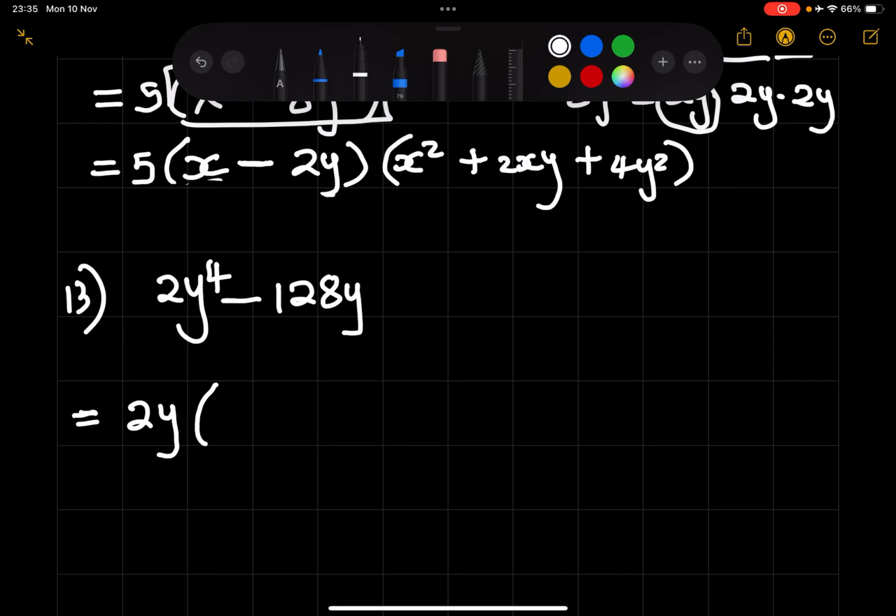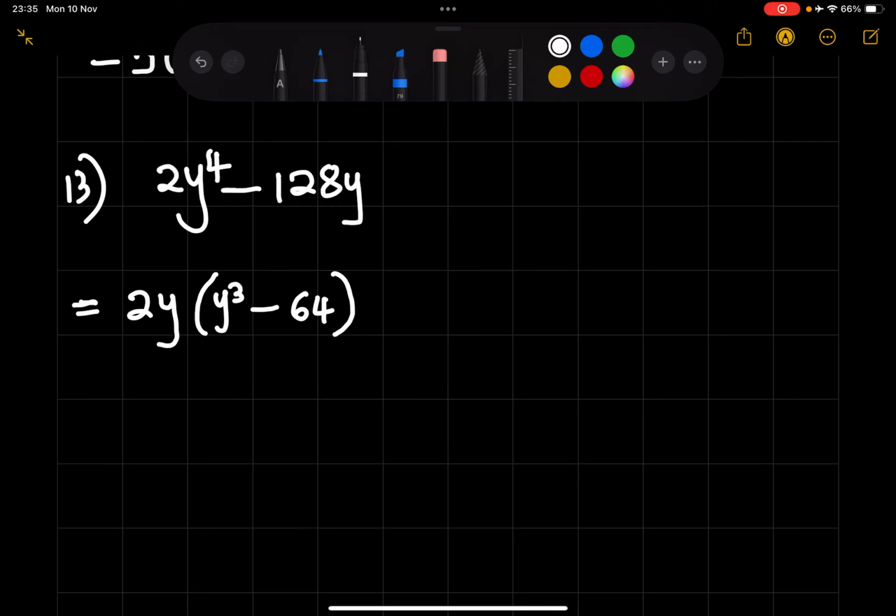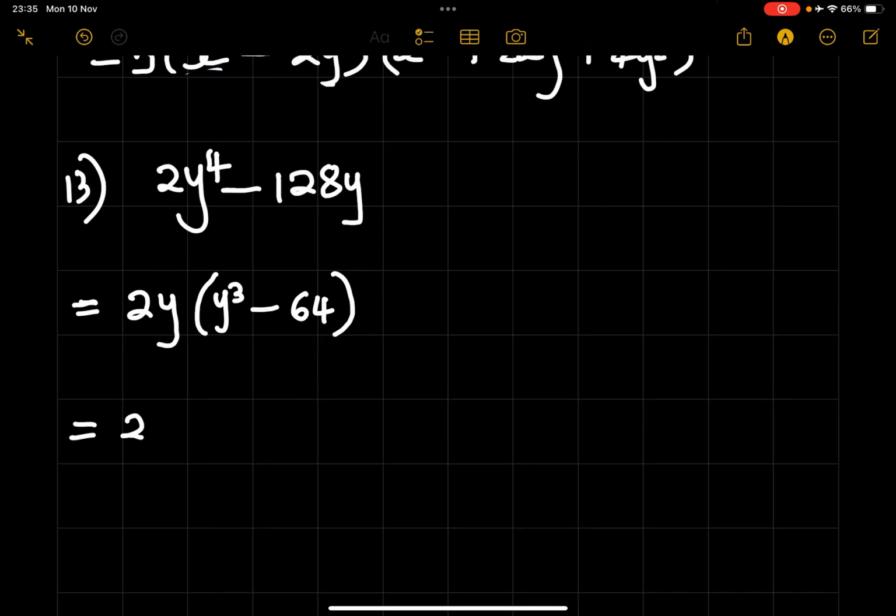And then in the first term, 2 will cancel the 2. Y to the 4 divided by y will be y to the 3. And then 128 divided by 2 gives us 64. So we're going to have minus 64. The y will cancel the y. And then from here, we are going to have 2y.